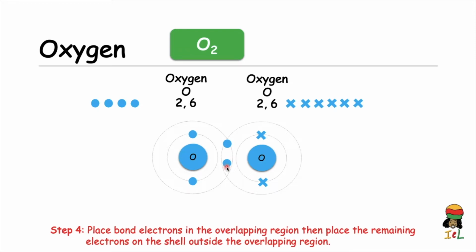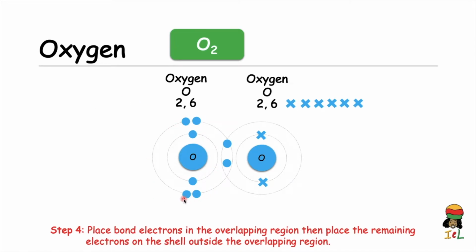The 2 shared electrons are placed in the area where the shells overlap. After sharing 2 of its 6 valence electrons, the first oxygen now has 4 electrons remaining, which are placed on the shell outside of the overlapping area.